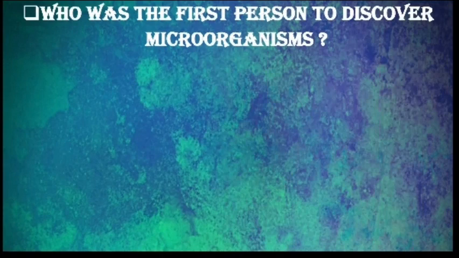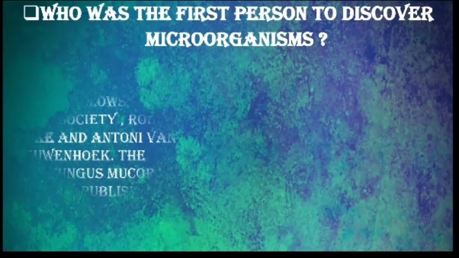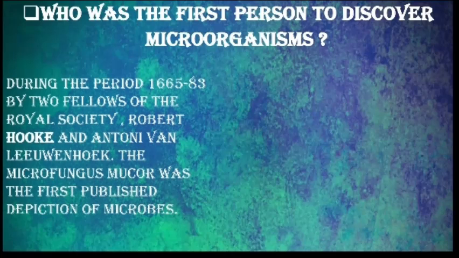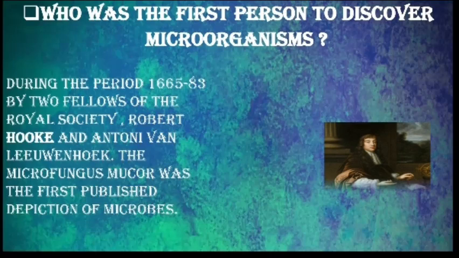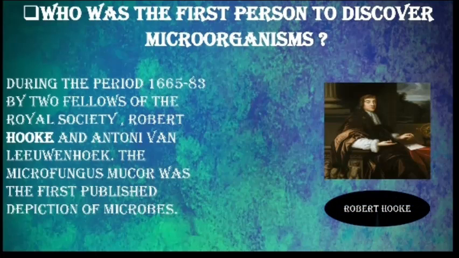Who was the first person to discover microorganisms? During the period 1665 to 83, by two fellows of the Royal Society, Robert Hooke and Antony van Leeuwenhoek, the microfungus mucor was the first published depiction of microbes. Robert Hooke, FRS, was an English physicist, active as a scientist and architect, who, using a microscope, was the first to visualize a microorganism. An impoverished scientific inquirer in young adulthood, he found wealth and esteem by performing over half of the architectural surveys after London's Great Fire of 1666.